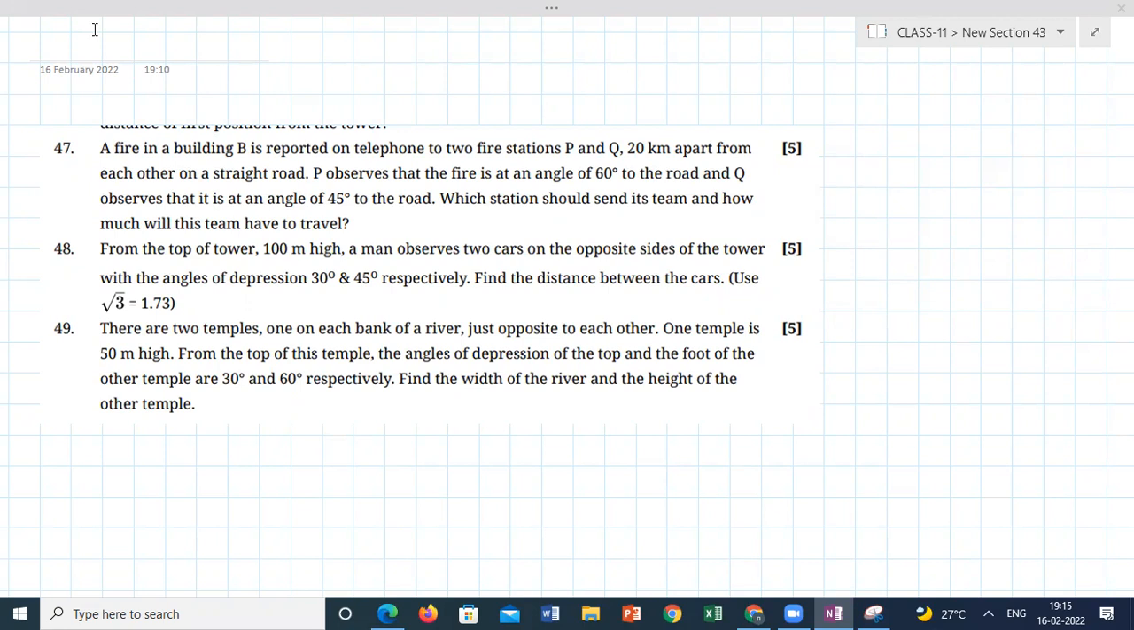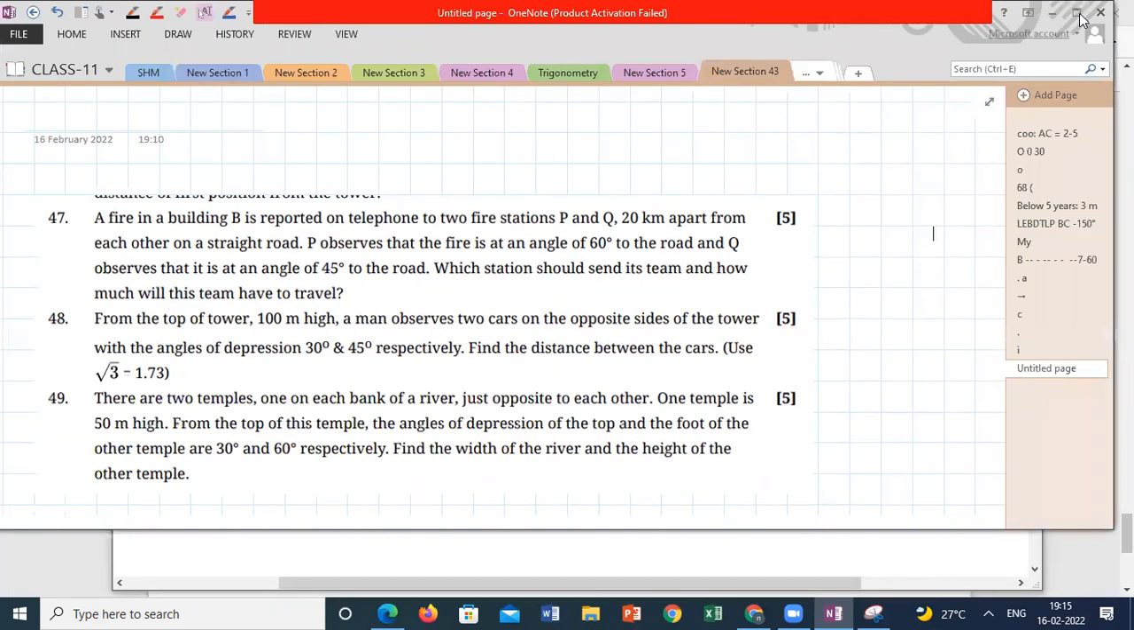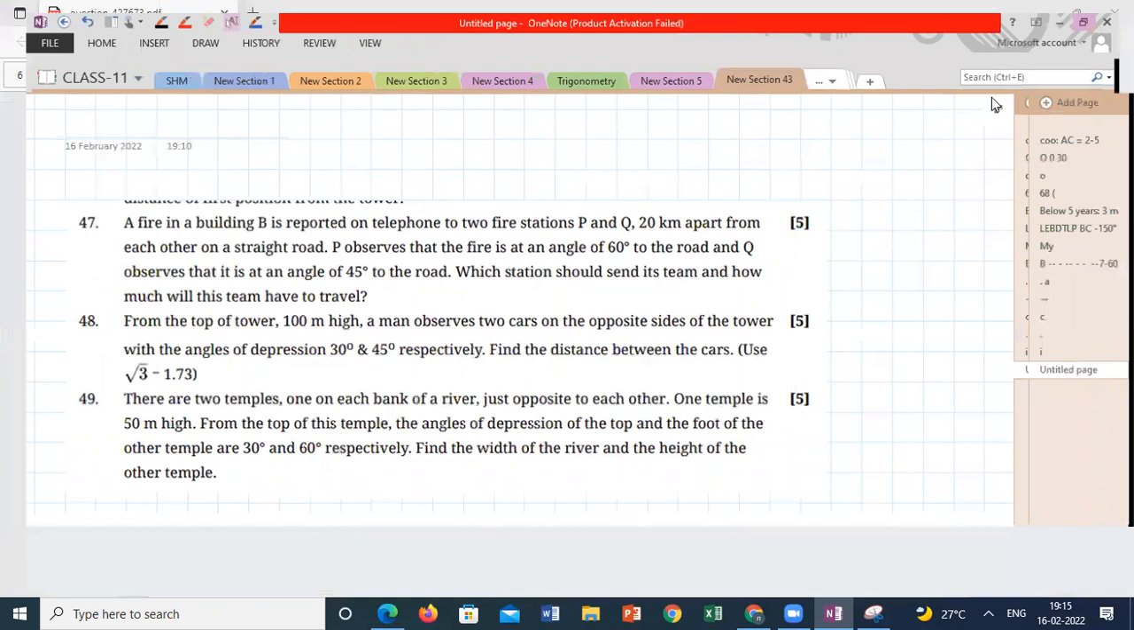47. Sir, this x value is 10 into root 3 minus 1, sir. Sorry? Sir, x value, sir. 10 into root 3 minus 1, sir. What is x value here? Sir, the distance between the tower and P, sir, point P. Okay.